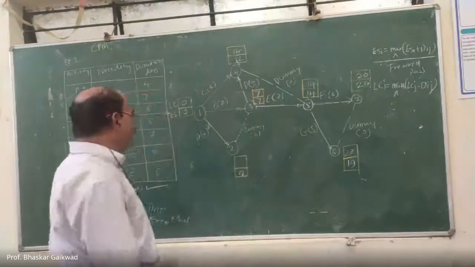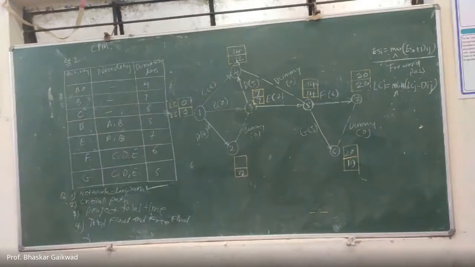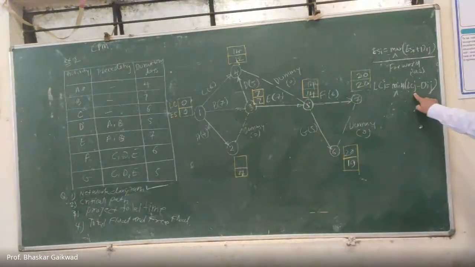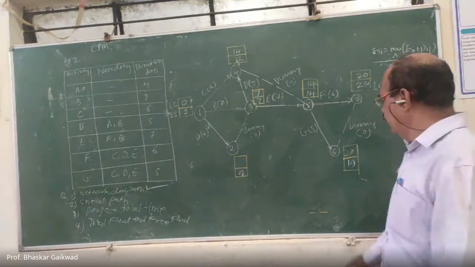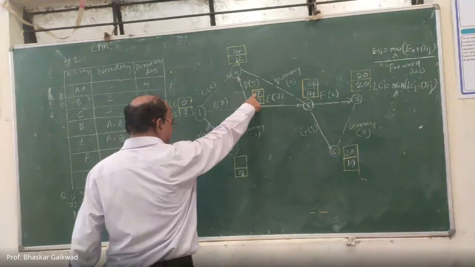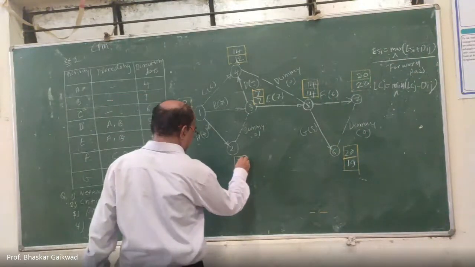Now you come to 2. Calculate here, how much at 2? This formula you have to use: LC minus duration. What is the LC here? You are coming from this side. The LC here is 7. 7 minus duration, how much here? 7. Correct.